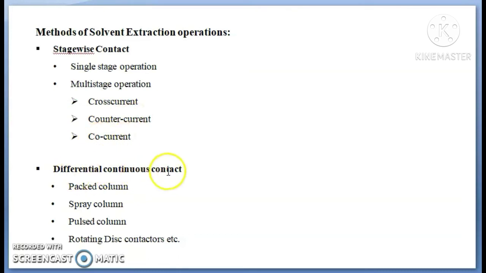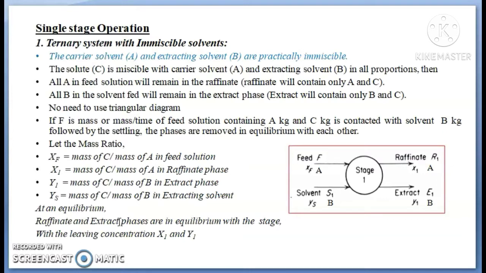Whereas differential continuous contact has equipment such as packed columns, spray columns, pulse columns and rotating disc contactors. Now we have the single stage operation. So we will consider the single stage operations.